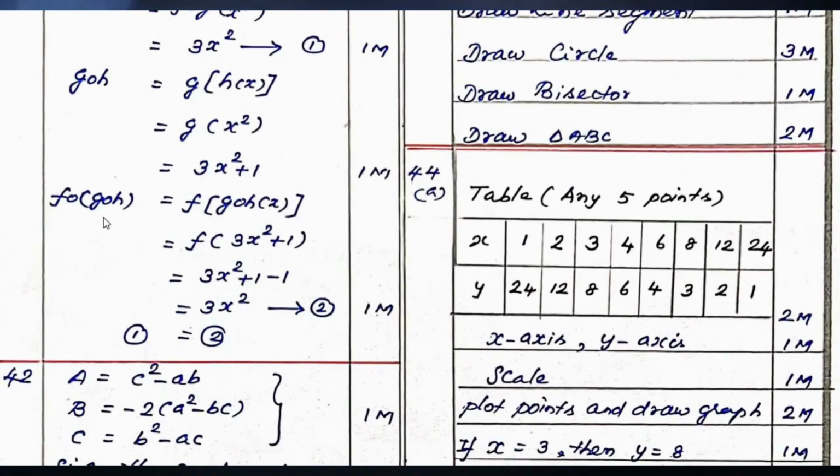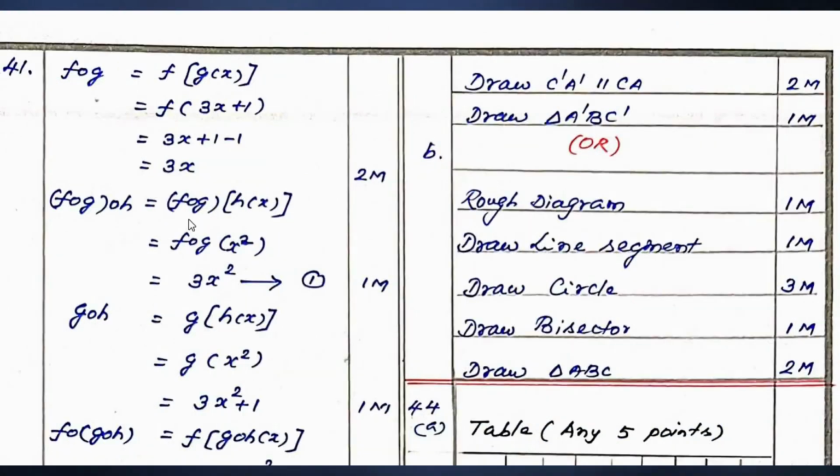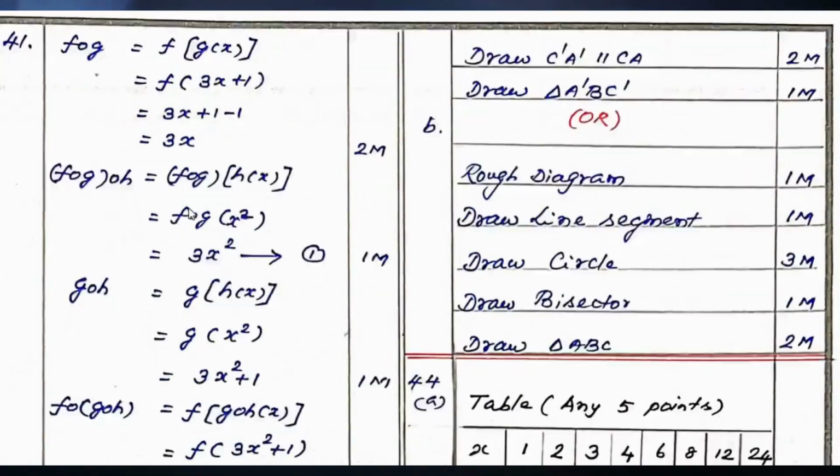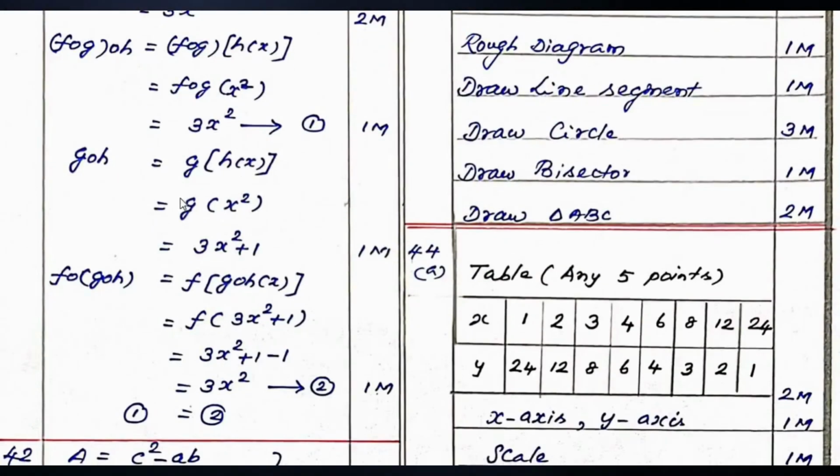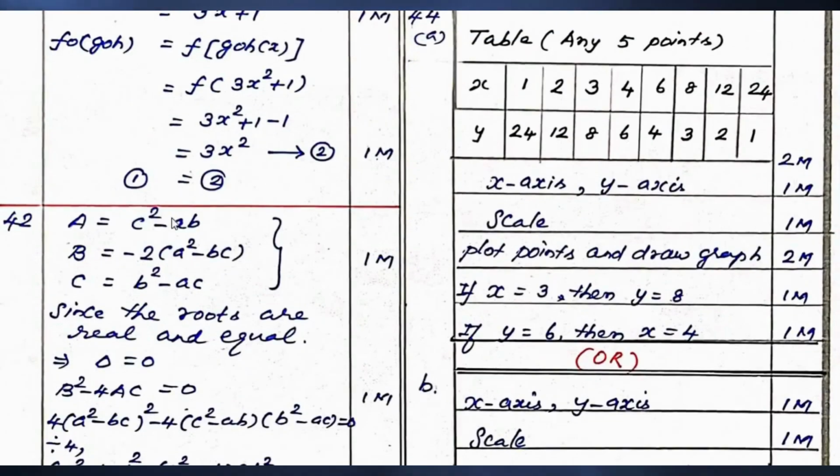Then f composition g composition h is equal to 3x square, for this stage 1 mark. From equation 1 and 2 we get f composition g composition h is equal to f composition g composition h. It's verified. Question number 42. This is a compulsory question.